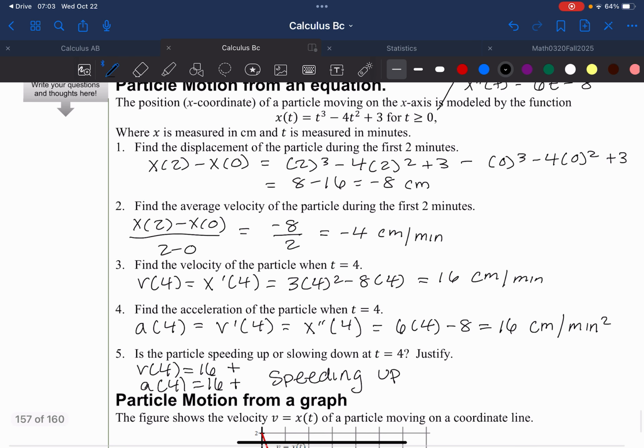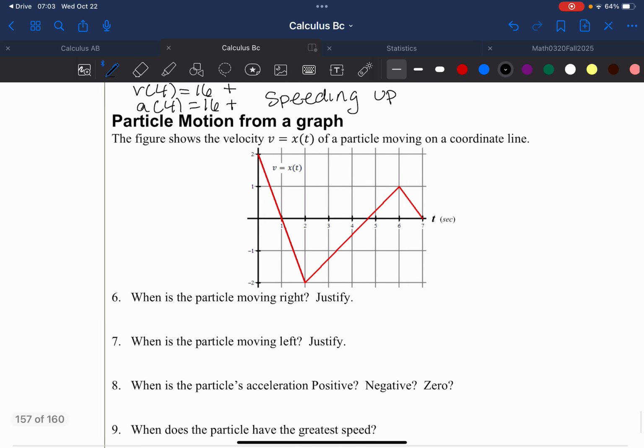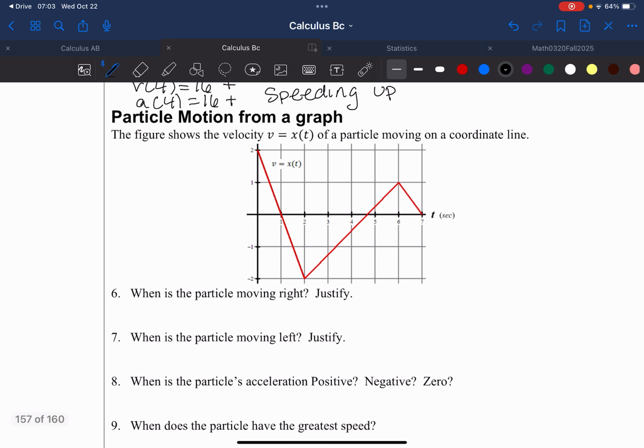Now let's say we are looking at particle motion from a graph. So first we looked at an equation, now we're looking at a graph. It says the figure shows the velocity v equals x prime of t of a particle moving on a coordinate line. Number 6 says, when is the particle moving to the right? And then justify your answer.